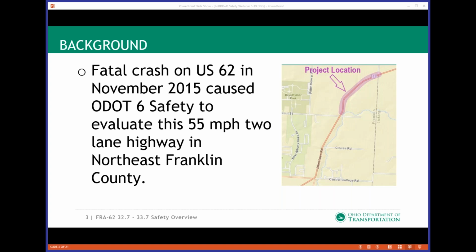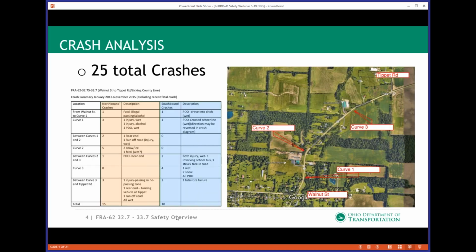And so the District 6 safety group went together and did a crash analysis that covered an area from Walnut Street to the Licking County line, which is shown on the screen there in that highlighted color. So this is the area that we were looking at. Tippett Road up there is about the Licking County line, Walnut Street's at the bottom, and so we looked at that whole stretch of roadway. There are 3 curves in that section of roadway, which from south to north we'll identify as curve 1, 2, and 3.